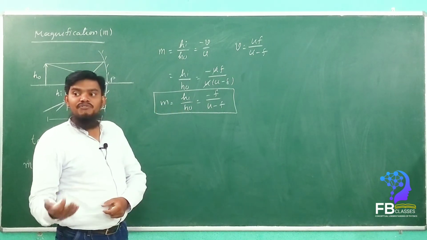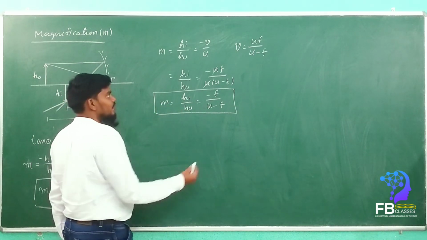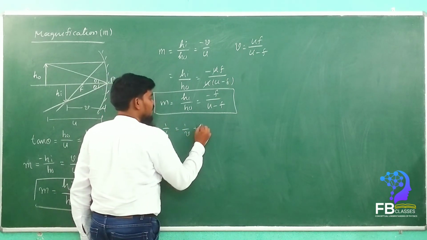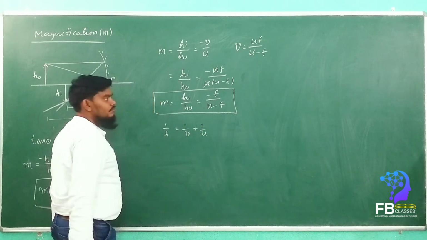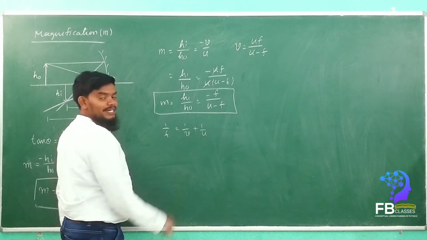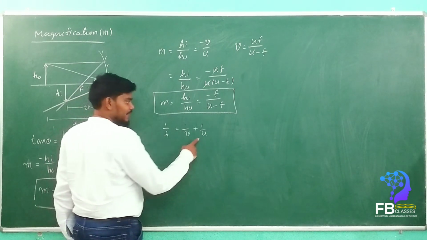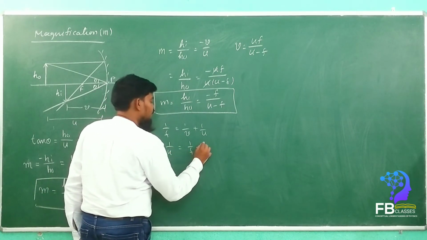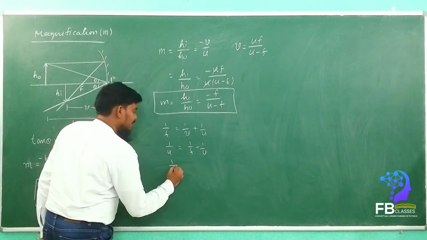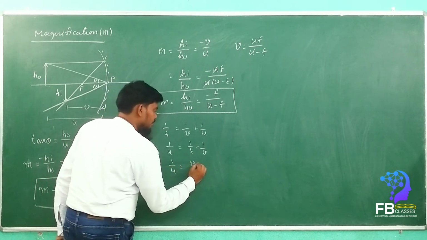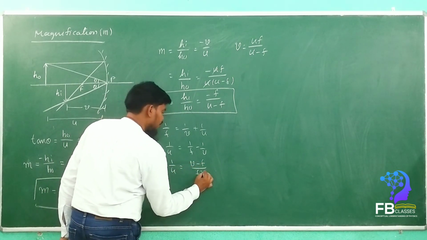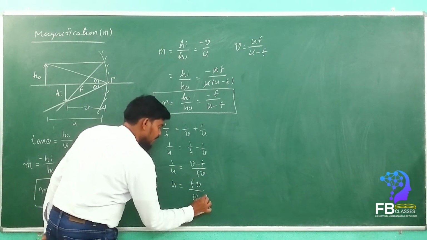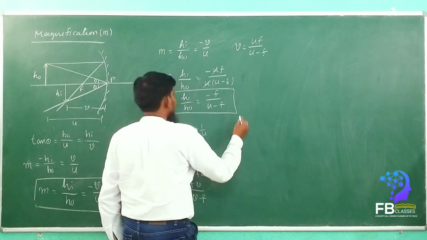If it is given in terms of V, then also we can find it out. See here, 1 by F is equal to 1 by V plus 1 by U. Yes or no? So here if U is eliminated, how much value will come? 1 by U is equal to 1 by F minus 1 by V. So 1 by U is equal to (V minus F) upon FV. So U is equal to FV upon (V minus F).